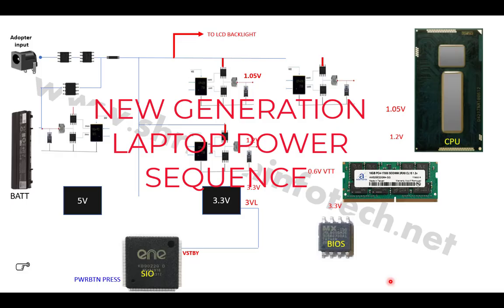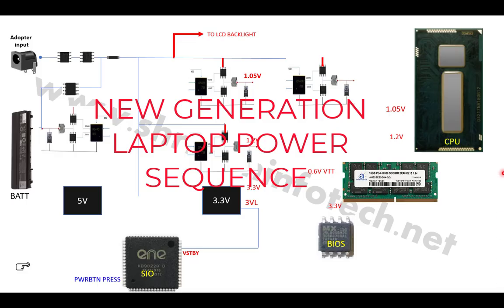So here I am going to explain the concept of the new generations power sequence, and once you understand this concept, then you will be able to repair any kind of new generation laptops. Normally if the voltage is coming, then there are only two choices: either the SIO may be faulty, or the CPU may be faulty, because in the new generation laptop the PCH and the CPU are merged. So it's called a system on chip, the short form is SOC. So we'll start the new sequence.